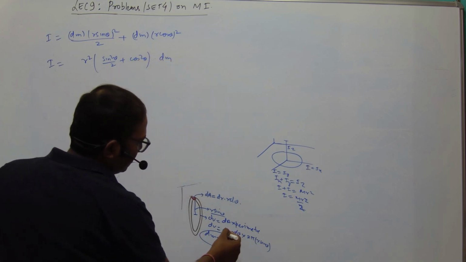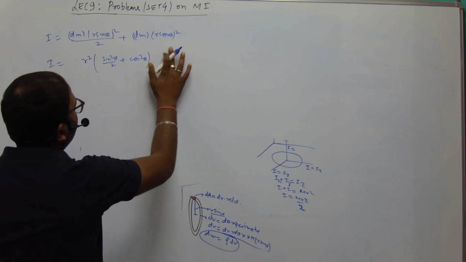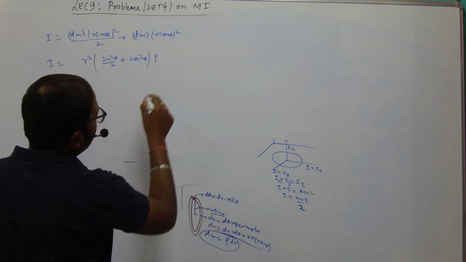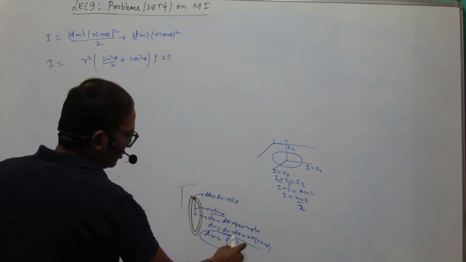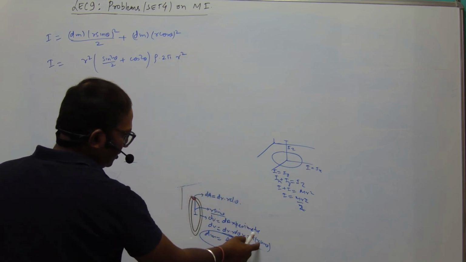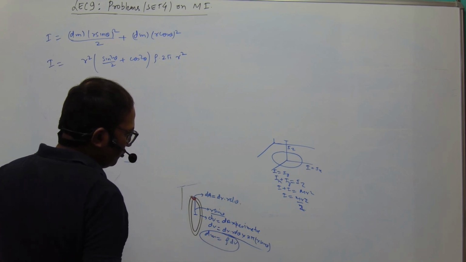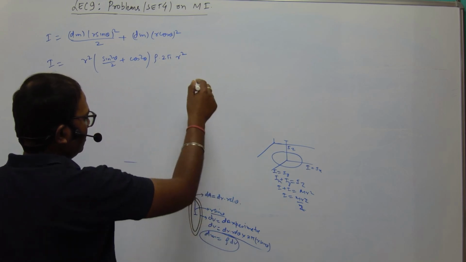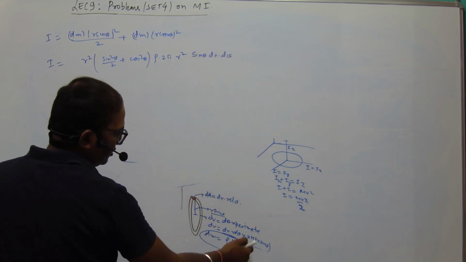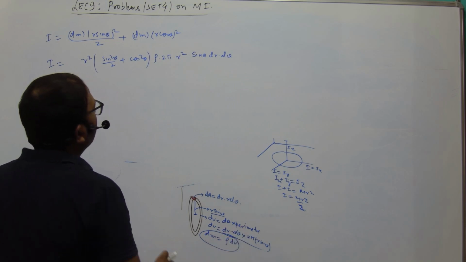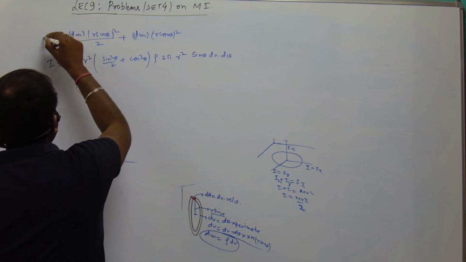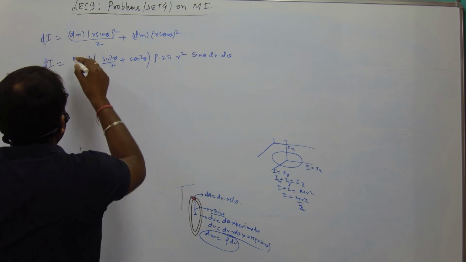So the value of dm is rho times dv. So we have dv as this times 2 pi, and this is r square, and this is 2 pi r square sin theta dr d theta, rho times that. Okay, so let us place the integration here. So this is dI actually, dI.